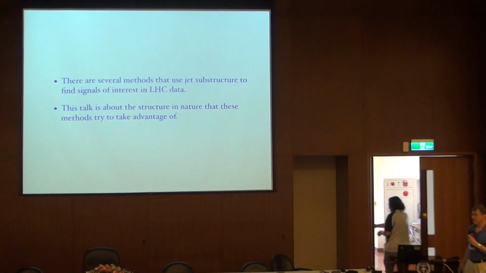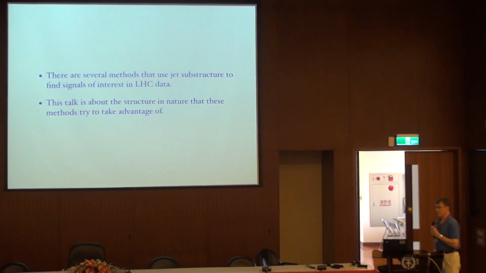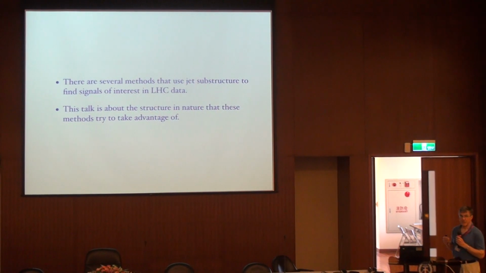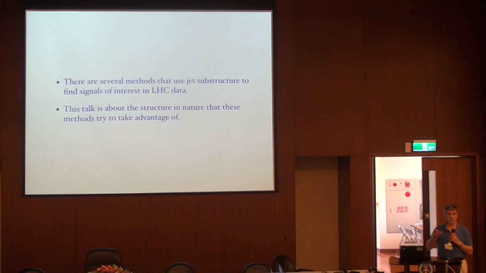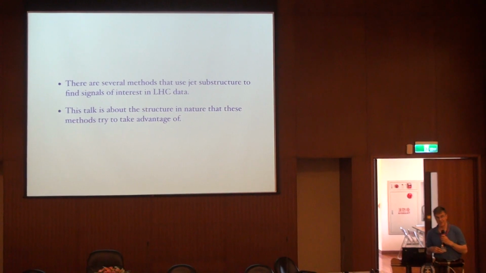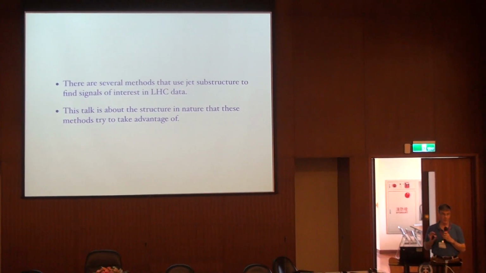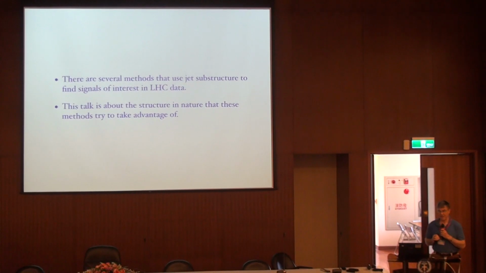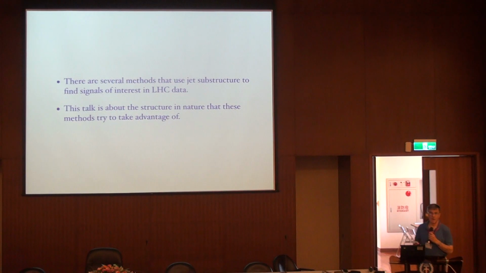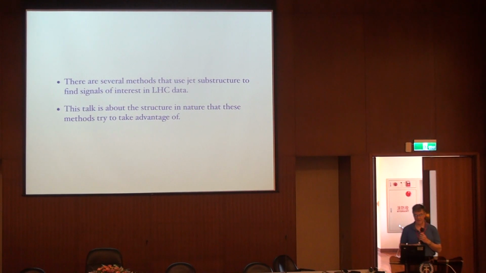There are several methods that use jet substructure to find signals of interest in the LHC data. That is, you look not just at one big jet, but at what's inside of it, and try to figure out if that's a jet that came from something you're really looking for, an exciting new particle, or something that's ordinary QCD kind of process.